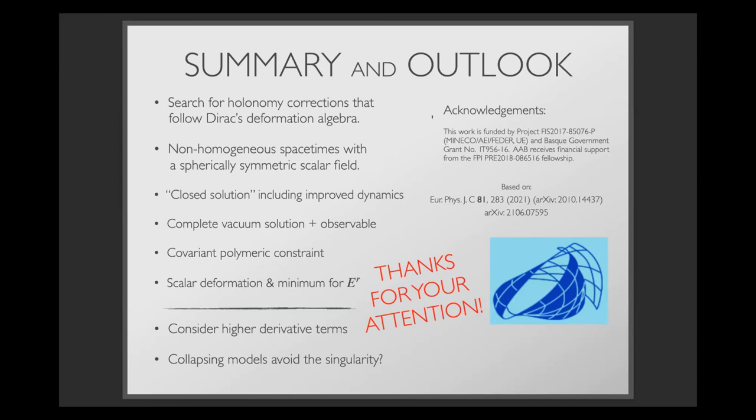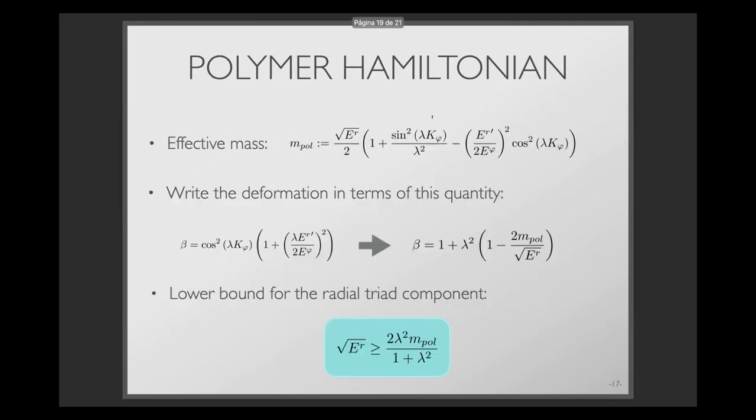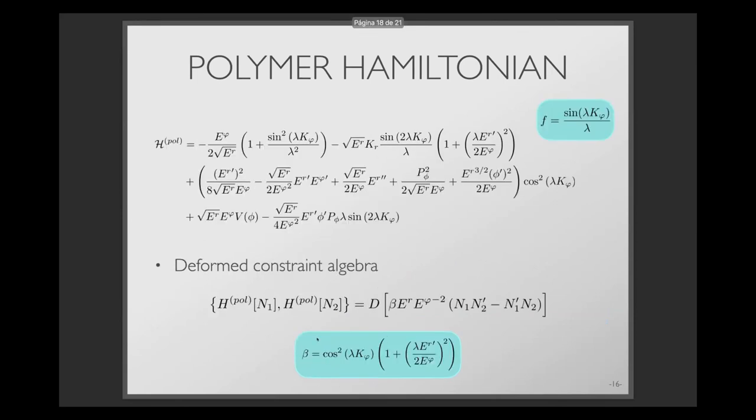With this polymerization, do you expect to obtain an effective spacetime with a signature change? Okay, so here we obtain, for instance, in this one, that the deformation must be non-negative. It's all squared, so we do not expect a signature change.